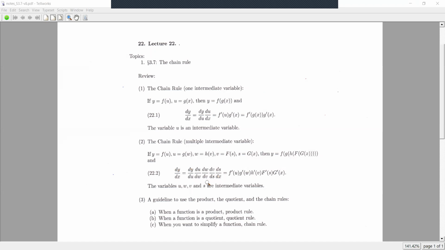This formula is easy to remember. If we cancel du, cancel dw, cancel dv, and cancel ds, then this product is reduced to only dy over dx.